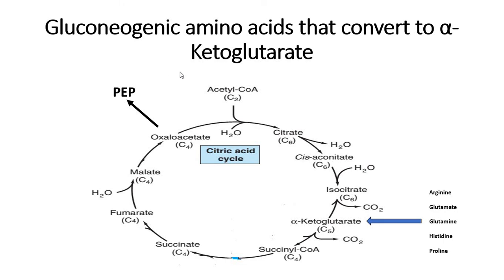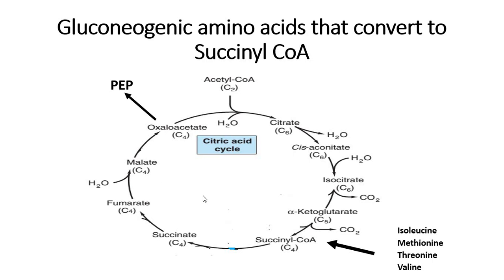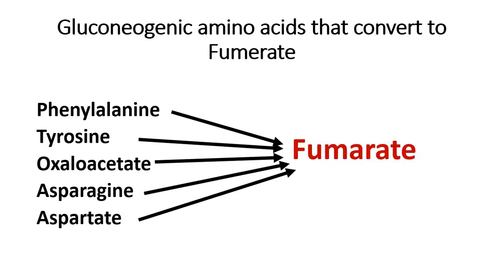Similarly, these four amino acids can convert to succinyl coenzyme A, which is also a part of the TCA cycle. So these four amino acids convert to succinyl coenzyme A, which converts to oxaloacetate. Then this will further convert to phosphoenol pyruvate. This is occurring in the mitochondria. This will go out of the mitochondria and convert to glucose, as mentioned earlier.